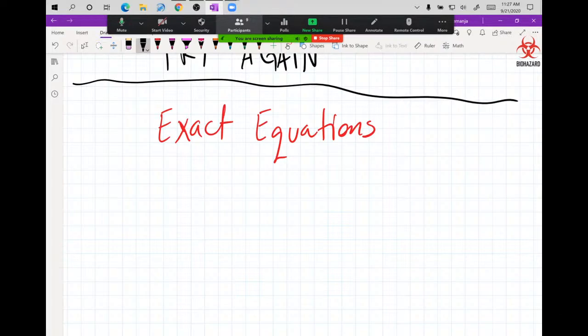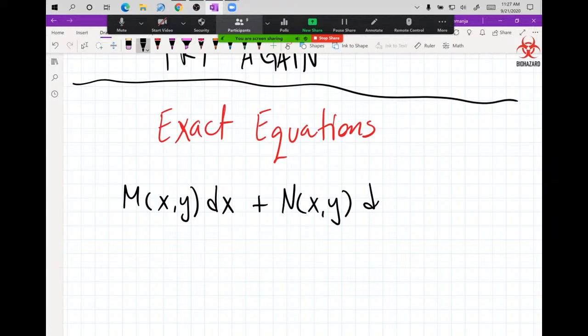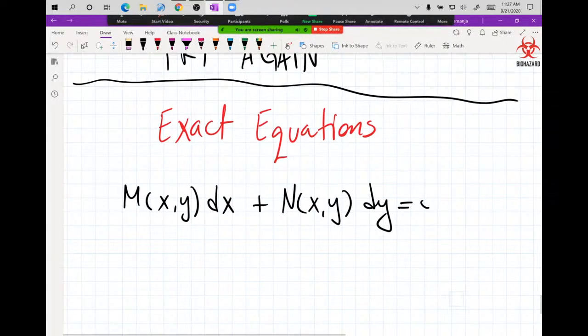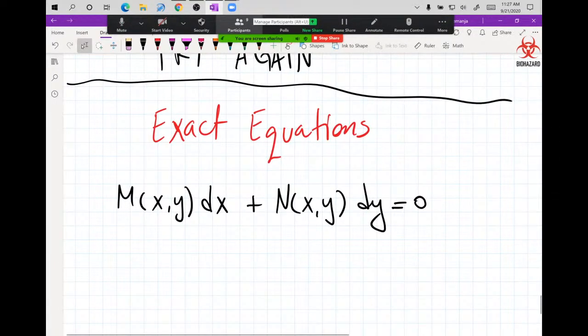So now, going from this situation here, an exact equation is going to be an equation of the form M(x,y) dx plus N(x,y) dy equal to 0. This is what you would call the differential form.